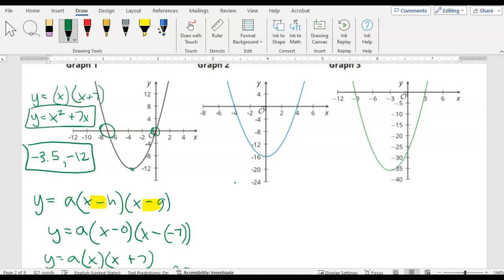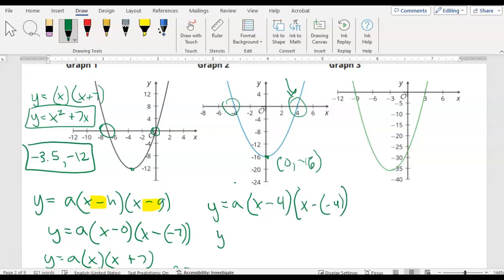All right, let's take a look at this next one. Here we have -4 and +4. It's open upwards, so we should have a positive coefficient. And then it looks like it crosses the y-axis at (0, -16). So we can set this up as y equals a times (x minus 4) for this one, and then (x minus -4) for the other one. So y equals a times (x minus 4) times (x plus 4).